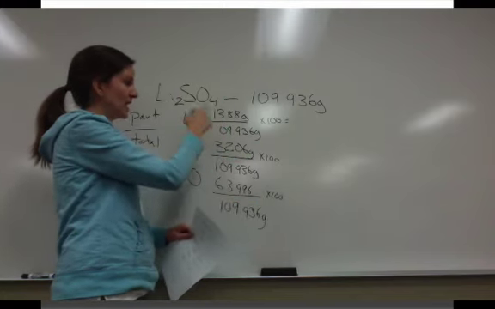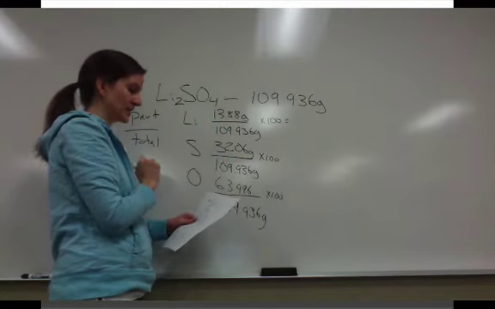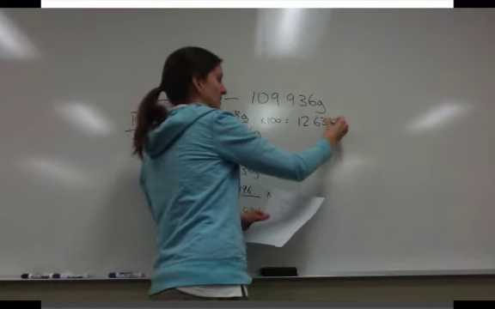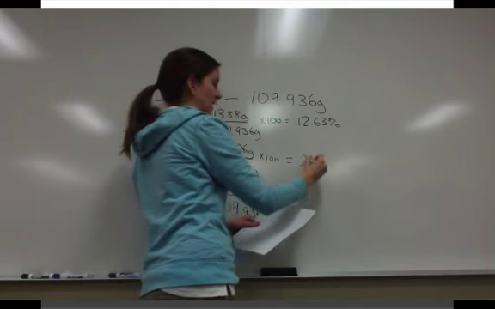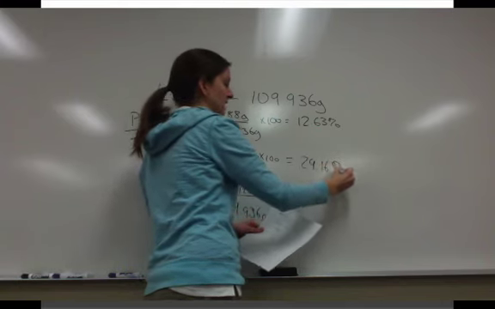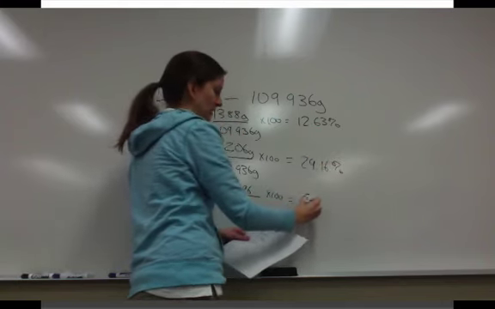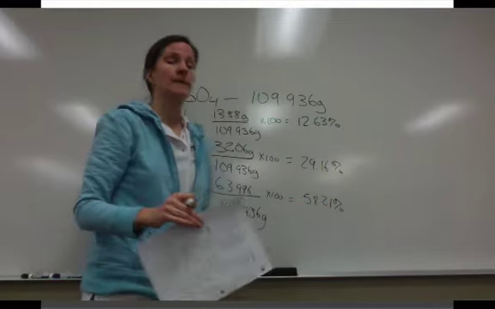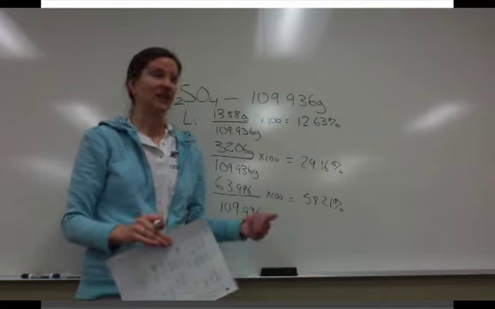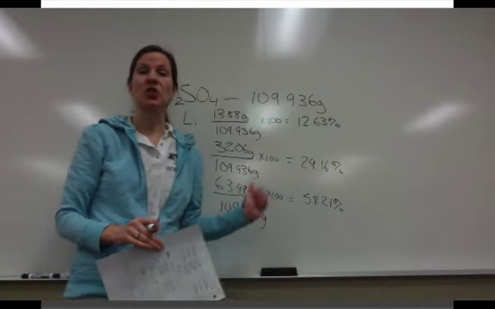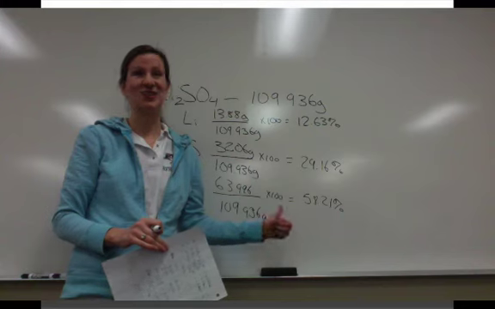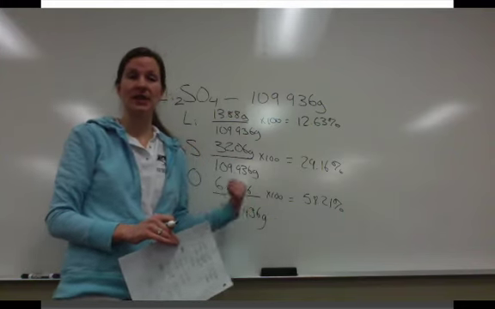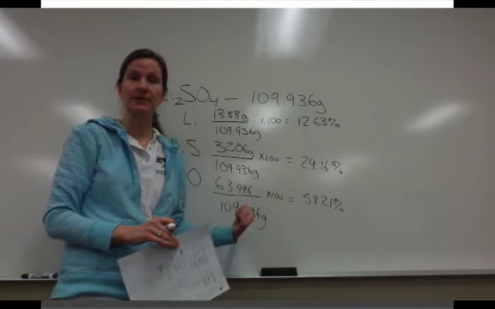So 13.88 divided by 109.936 times 100 gets you 12.63%. This one is 29.16%. And this one is 58.21%. Again, a good way to check your final answer is to add those 3 percents together to make sure you end up with 100%, because you should have all of your mass accounted for within your compound if you use all the elements in the compound.